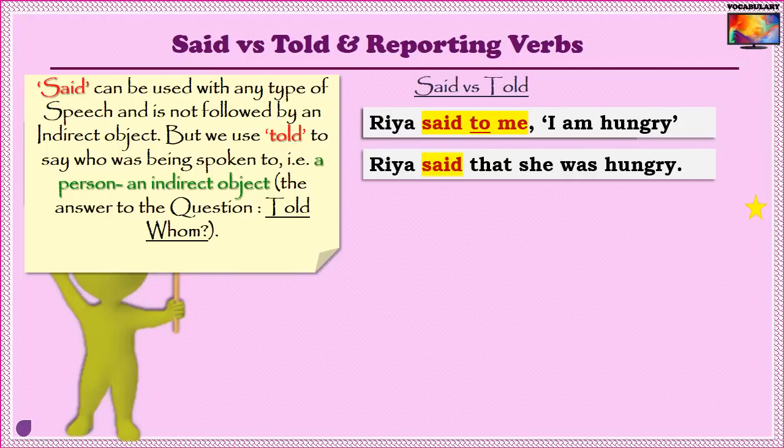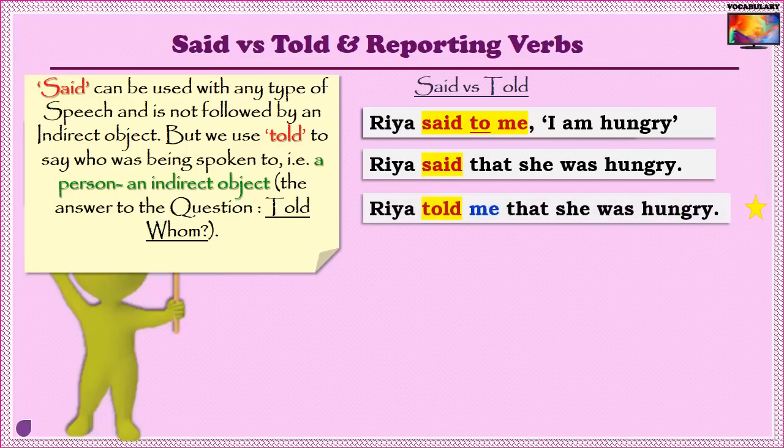In contrast, we use told to point out who was being spoken to. That is, a person who plays the role of an indirect object in the sentence. So, I would say, Riya told me, or Riya told him, or Riya told us that she was hungry. The verb told will take an indirect object after it, which means within the sentence, there should be an answer to the question, told whom? The answer could be told me, or told him, or told us, etc.